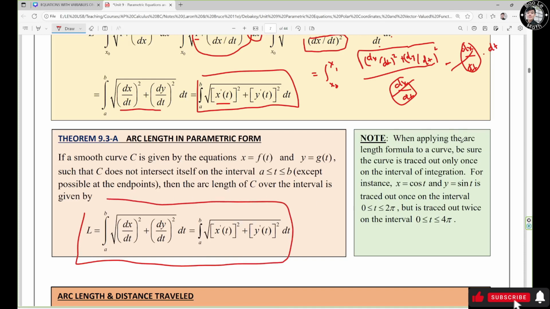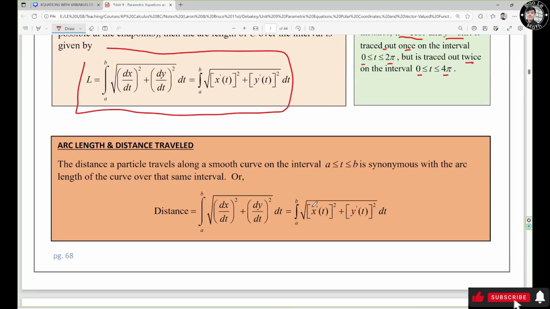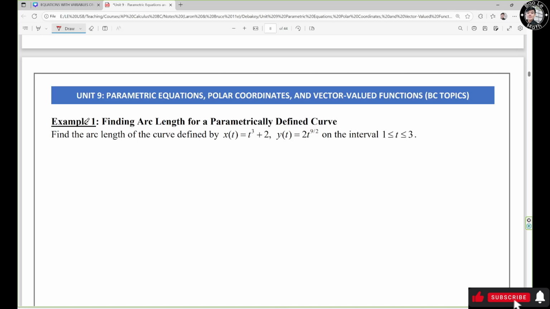Note that when applying the arc length formula to a curve, be sure the curve is traced out only once on the interval of integration. For instance, x equals cosine t and y equals sine t is traced out once on the interval 0 to 2 pi, but is traced out twice on the interval 0 to 4 pi. Arc length and distance traveled use the same formula. Now, let's take a look at the first example.